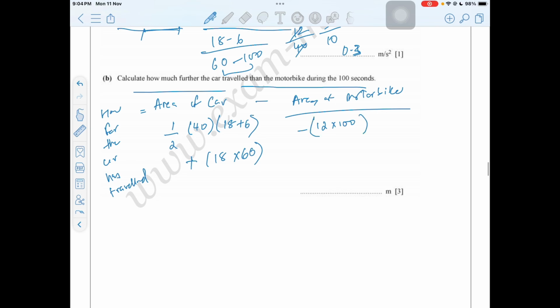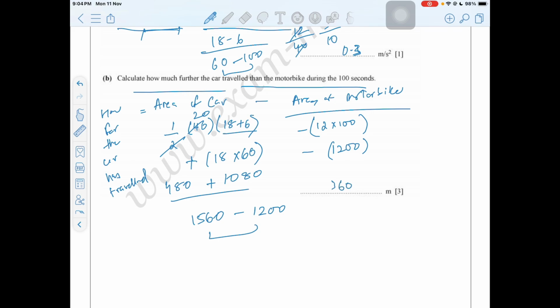Which is 1200, right? Let's just calculate this. So this would be 8 6s are 48, and this would be 1080, and this would be cancelled out. So this would be 20, and this is 24. 24 multiplied by 2 is 48, and this would be 480, right? So we can add these two. We'll get our answer as 1560, I guess. 1560. This would be subtracted by 1200 to get our final answer as 360, right?